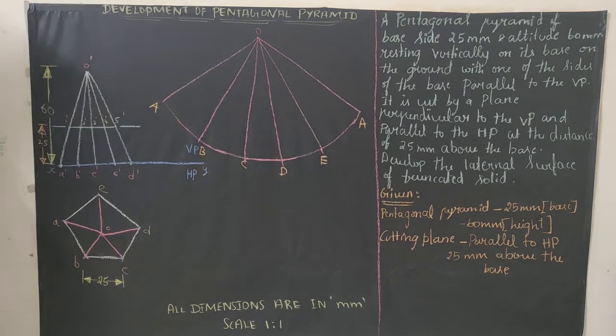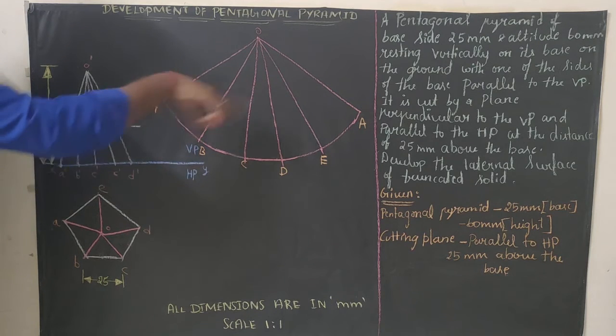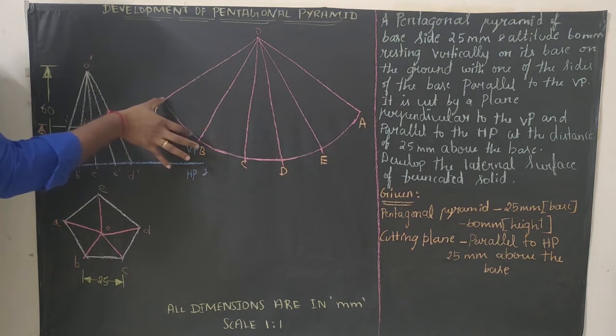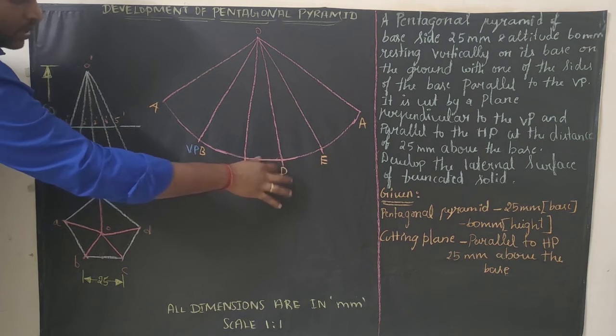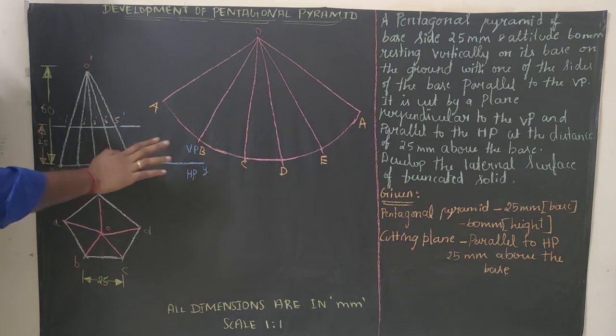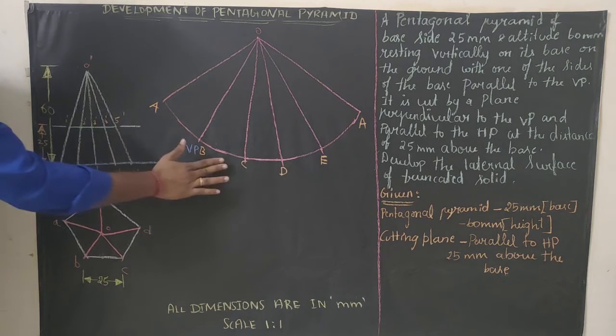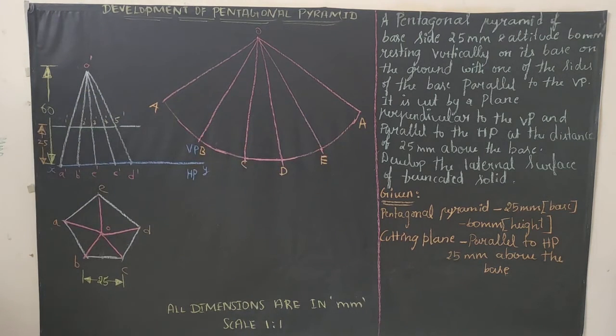We know very well a pentagon has 5 sides. Measure this one, 25 mm, right. Take your compass, keep it at A and divide this arc into 5 equal parts. From A you cut an arc for 25 mm, from B you cut an arc, from C, from D, from E, so that each part measures 25 mm. Since it's a pentagon, 5 equal parts; if it's a hexagon, 6 equal parts.